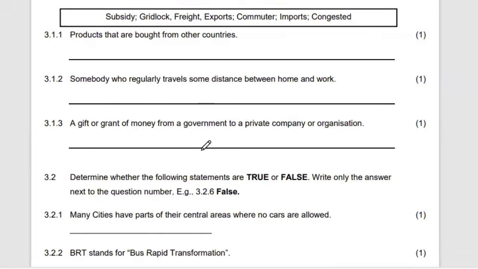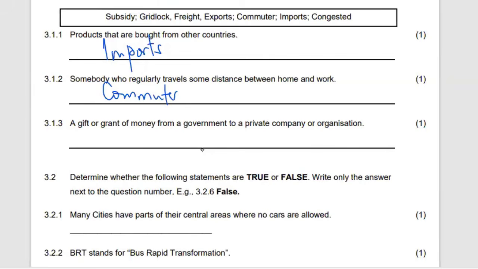Right. Products. It says products that are bought from other countries. What we buy from other countries is what we import. Those are imports. The opposite is exports. What we sell to other countries is an export. Somebody who regularly travels some distance between home and work. That one is a commuter. A person who travels some distance between home and work is a commuter.